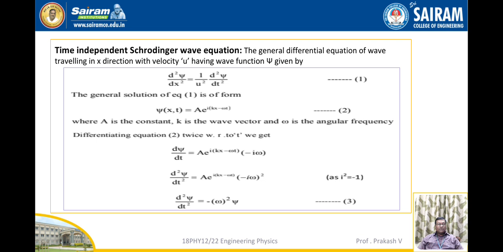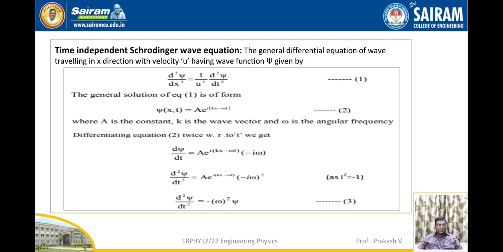Now let us concentrate on what is the time independent Schrodinger wave equation. The general differential equation of a wave traveling in x direction with velocity u, having wave function psi, is given by d square psi by dx square is equal to 1 by u square into d square psi by dt square. This is equation number 1. The general solution of the above equation can be written as psi of x comma t is equal to A into e to the power of i into (kx minus omega t). Consider this as equation number 2.